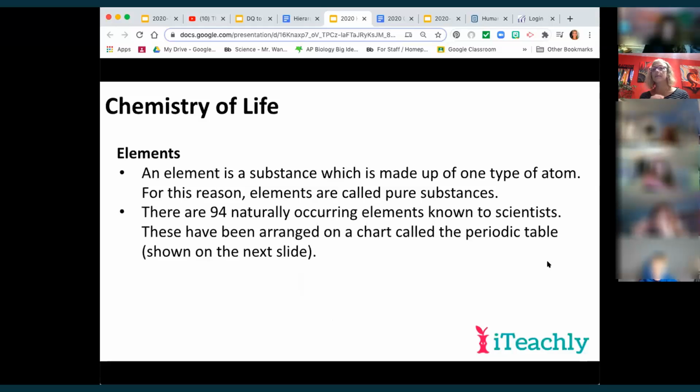So subatomic particles make up atoms. Atoms of all one kind make up an element. So all the hydrogen atoms belong to an element. All the carbon atoms belong to the carbon element. 94 occur in nature. I think our textbooks, if you were working out of our textbooks, would say 92. So 2 more have been found in recent years. The rest don't occur in nature. They occur because humans made them, so they're synthetic.